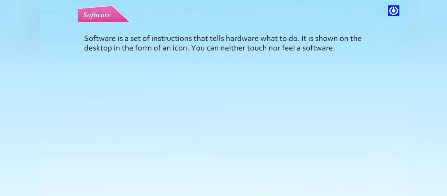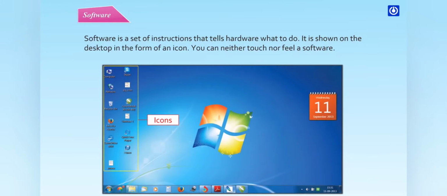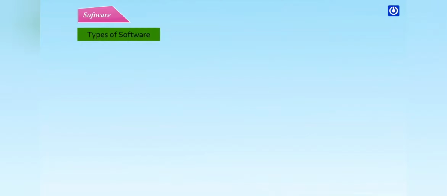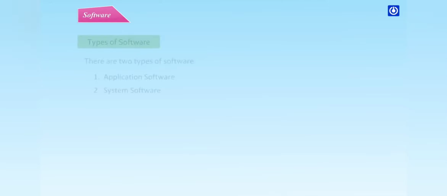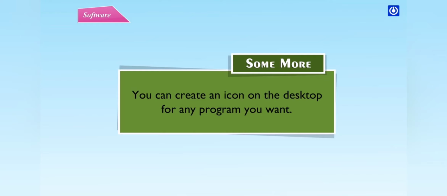Software. Software is a set of instructions that tells hardware what to do. It is shown on the desktop in the form of an icon. You can neither touch nor feel a software. Types of software. There are two types of software: application software, system software. Some more. You can create an icon on the desktop for any program you want.